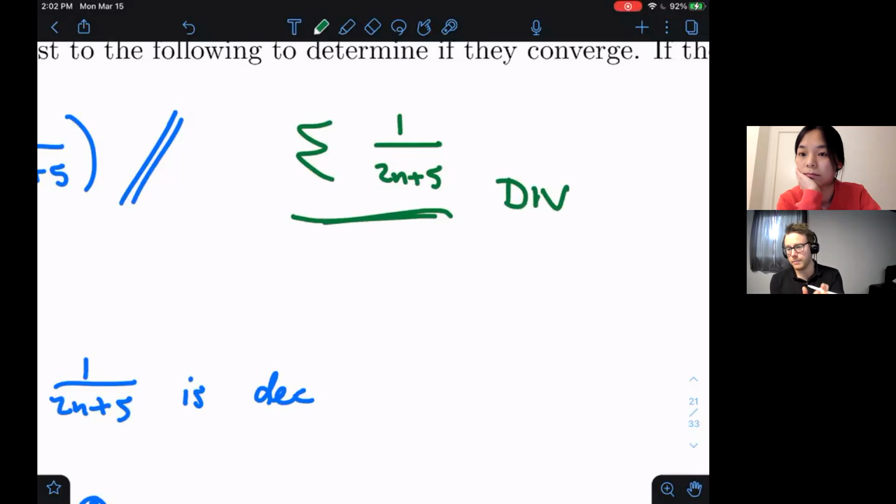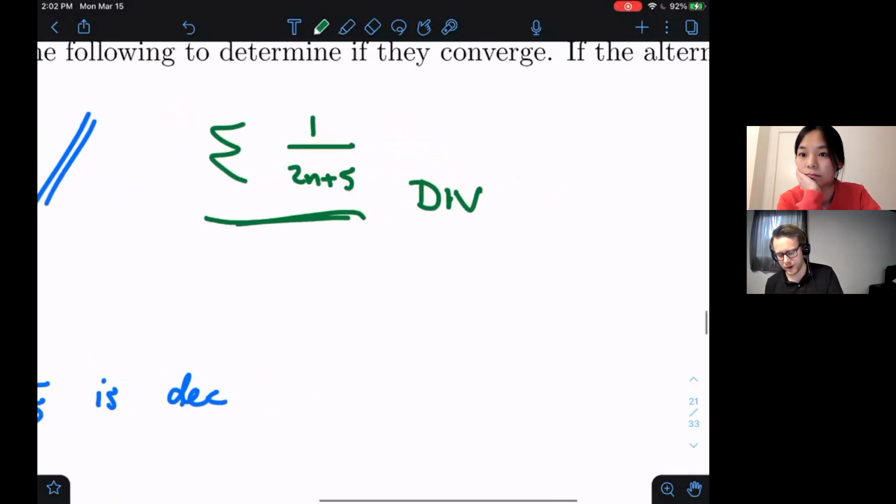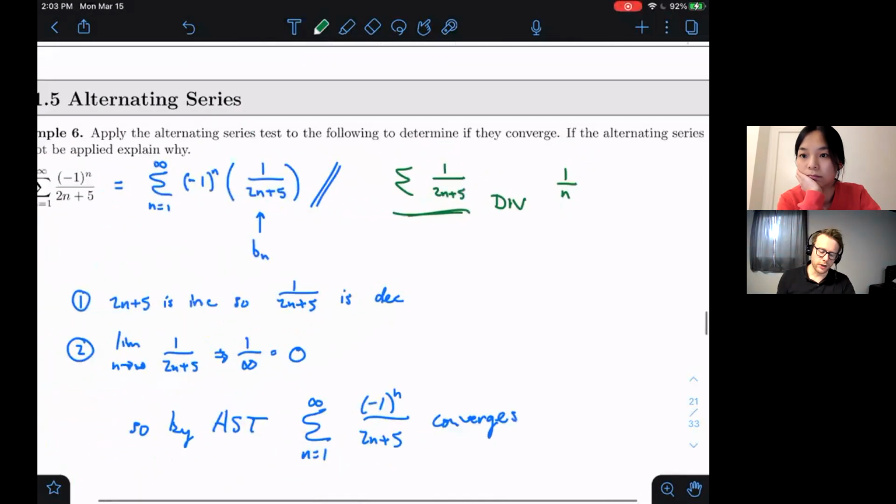I would use the limit comparison test to compare this with 1 over n. You can kind of see if you take away that 5, you can kind of forget about that 2 to some extent, that this is similar to 1 over n, and 1 over n diverges. Well, it's the harmonic series, or using the p-series test. And so there is something different.